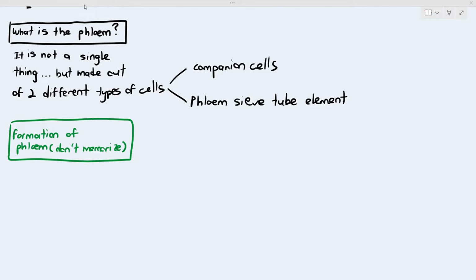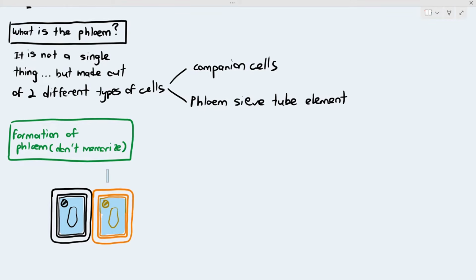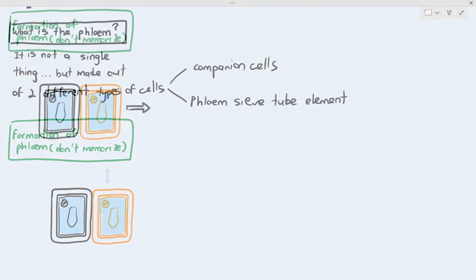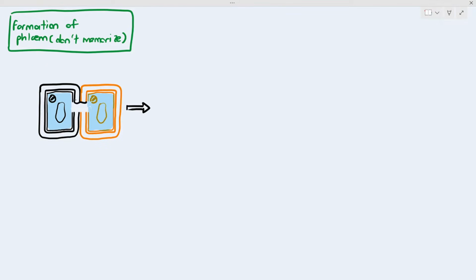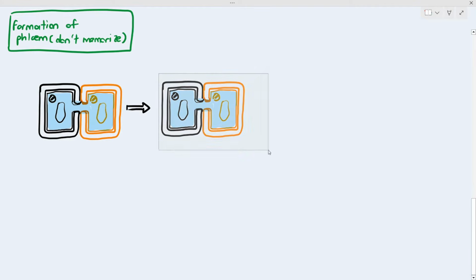So let's talk a little bit about the formation of the phloem. Again, good news, you don't have to memorize this, but it's good to understand where the phloem comes from. So remember, the phloem is made out of two different types of cells, and the black color cell is a companion cell, and the orange color cell is the immature or the young phloem sieve tube element. And notice that the companion cell and the phloem sieve tube element are connected by something known as the plasmodesma in the middle. That's the cytoplasmic connection that they have between the two.